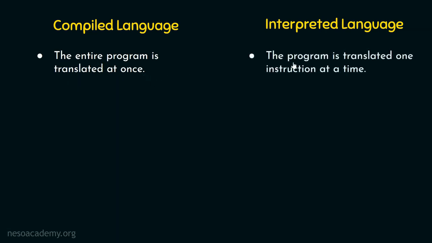As we learned earlier, in compiled language, the entire program is translated at once, whereas in interpreted language, the program is translated one instruction at a time. Because the entire program is translated at once in a compiled language, compiled languages are comparatively faster than interpreted languages. Whereas interpreted languages are comparatively slower than compiled languages because they are translated one instruction at a time. However, I would again like to highlight that with the advent of just-in-time compilation, this speed gap has reduced to a good extent between compiled language and interpreted language.